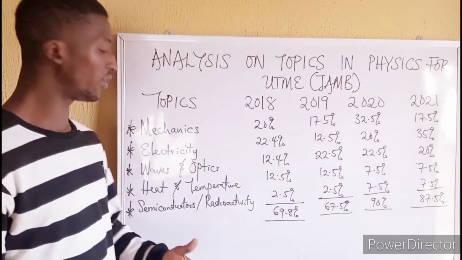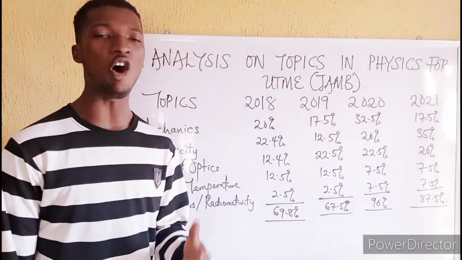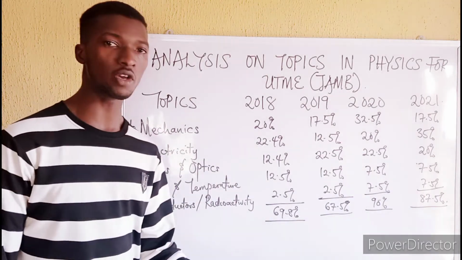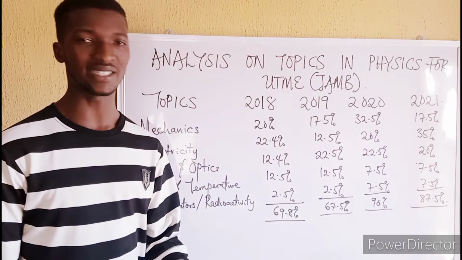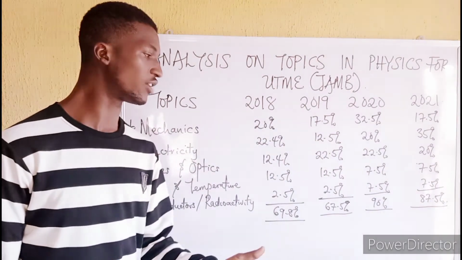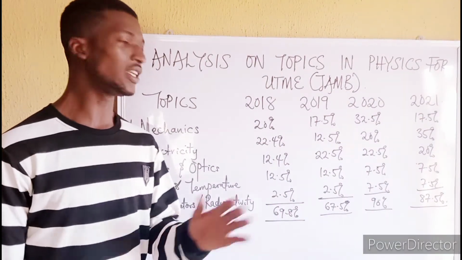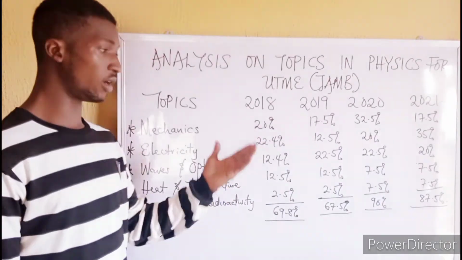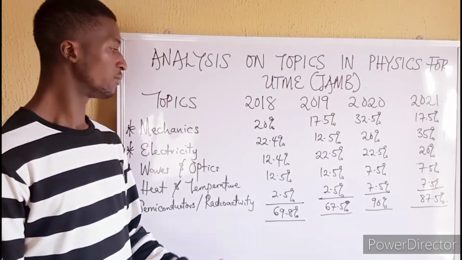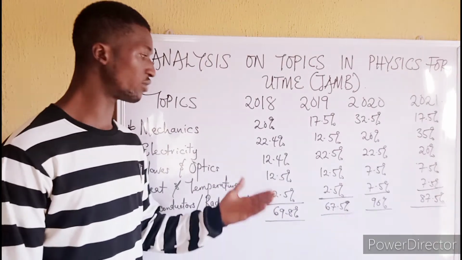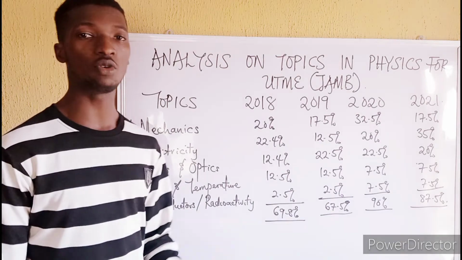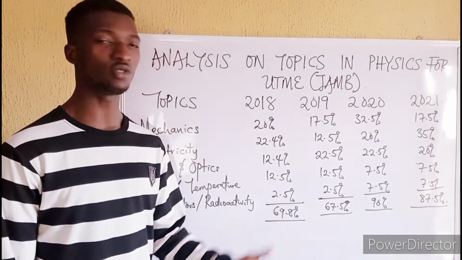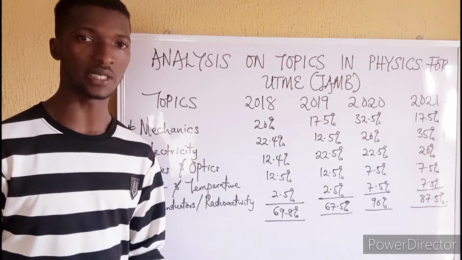Also, we now have what is referred to as semiconductor or radioactivity. Maybe you might have semiconductor, or probably radioactivity, whichever you might come across. In this case, you can as well have magnetic field. So you always have about 2.5% or above in this aspect. In year 2018, we had 2.5%. In year 2019, we also had 2.5%. In year 2020, it rose to 7.5%, and in 2021, it rose to 7.1%.